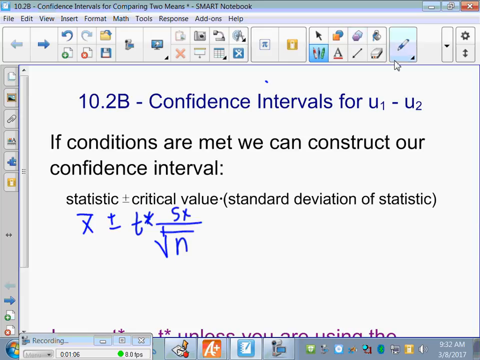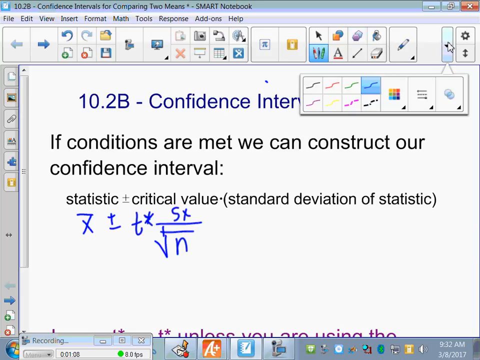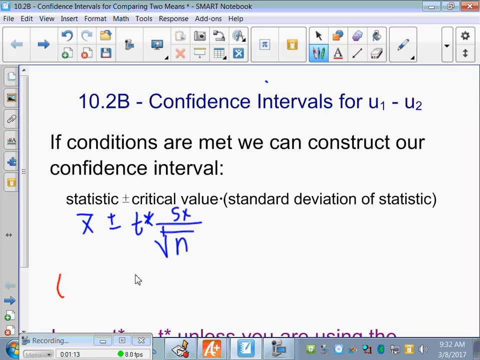So let's see if we can find the formula for the confidence interval for the difference of means. So for the statistic, instead of X bar, what do you guys think it's going to be? Yep. We're finding the difference between two different sample means. Plus or minus. We're still going to find the T star, which means you need degrees of freedom.